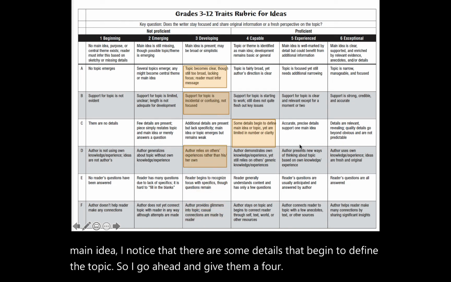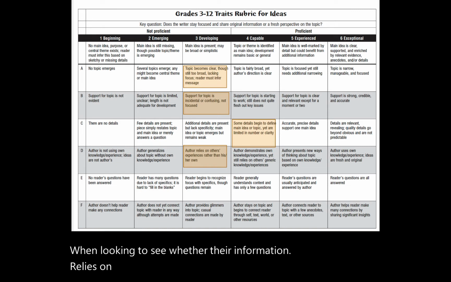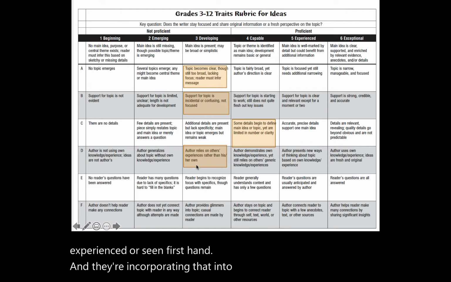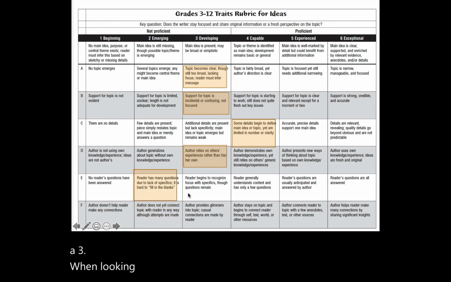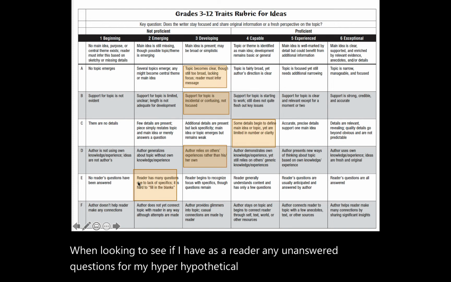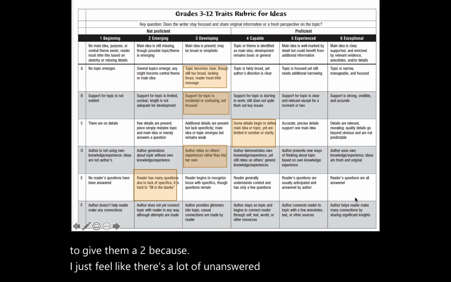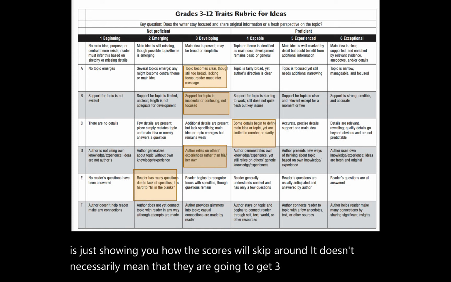When looking to see whether their information relies on their own experiences, something they've experienced or seen firsthand, and they are incorporating that into their writing, I would give them a 3. When looking to see if I have, as a reader, any unanswered questions for my hypothetical writing sample, I'm going to give them a 2 because I feel like there are a lot of unanswered questions. And again, this is just showing you how the scores will skip around. It doesn't necessarily mean that they're going to get 3s all down the column.